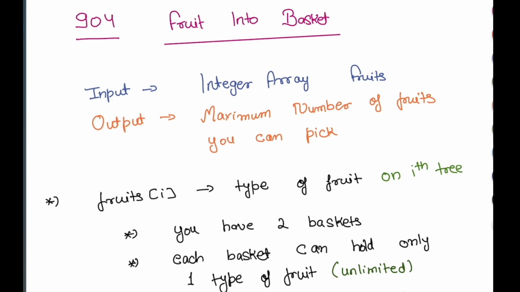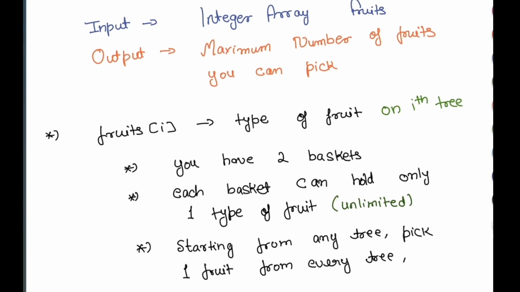First of all, you need to understand what the input is. It is an integer array, and we are calling it fruits. But this particular integer array is actually representing a lot of trees in a row. Every data in this integer array, that is fruits at any index i, is a type of fruit on the ith tree. Basically, every data in this fruits array is a tree, right? This tree has a type of fruit. Every tree will have a different type of fruit, right?